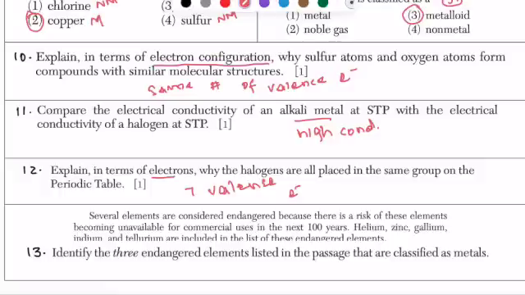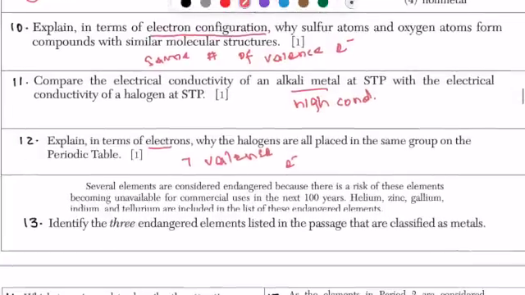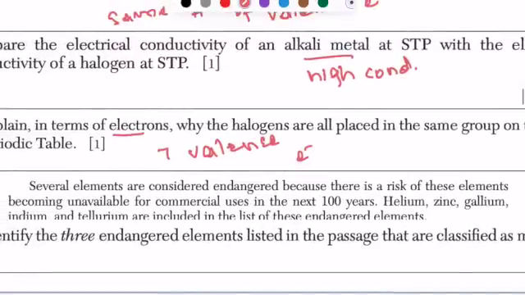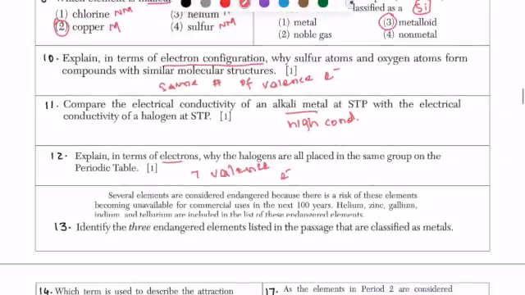Identify the 3 endangered elements listed in the passage that are classified as metals. So the elements that we see here are helium, which we know is a non-metal. We have zinc, which is a metal. Gallium is a metal. Then we have indium, which is a metal, and we have tellurium, which is also a metal. So you can say any of those 4 as metals.